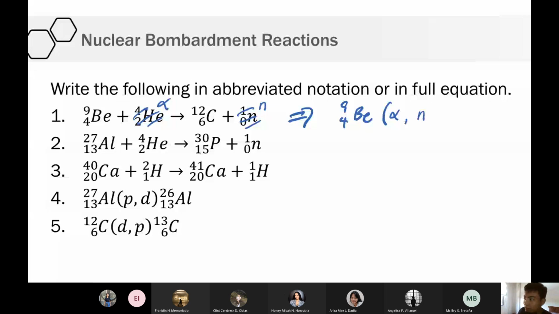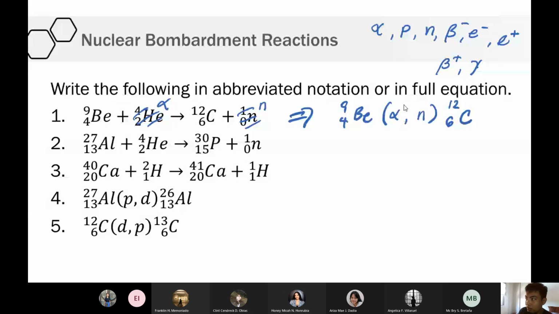Paano ko nagawa yun? Sabi ko sa inyo, yung mga elementary particles, i-shortcut mo siya. Ano yung elementary particles? Alpha, proton, neutron, beta, electron, positron. E plus yan kapag positron. Or beta plus. Okay? So, yan. So, ito yung mga elementary particles natin, include gamma. Okay? So, ito yung mga elementary particles na i-shortcut mo.